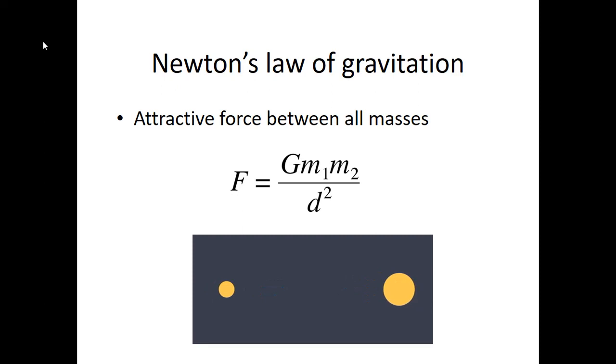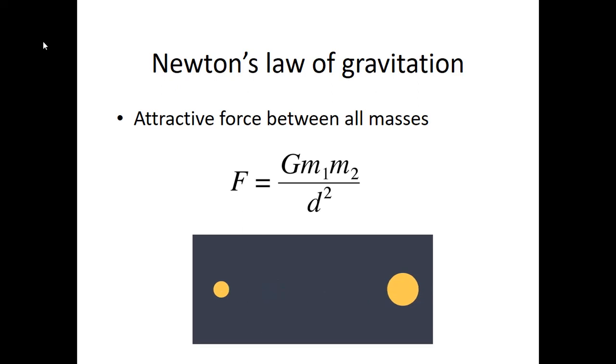Newton's law is F equals big G m1 m2 over d squared. Big G is the universal gravitation constant. It's 6.67 times 10 to the minus 11th Newton meters squared over kilograms squared. M1 and M2, these are the two masses. Here in this case, you can see the big mass and the small mass. The distance squared is how far apart the masses are from one another. That would be d squared, or in this case, the radius.